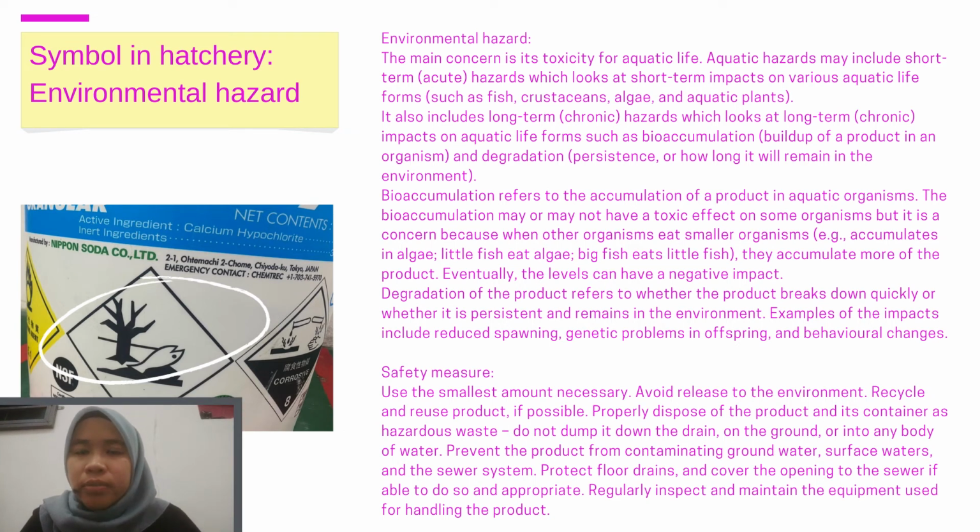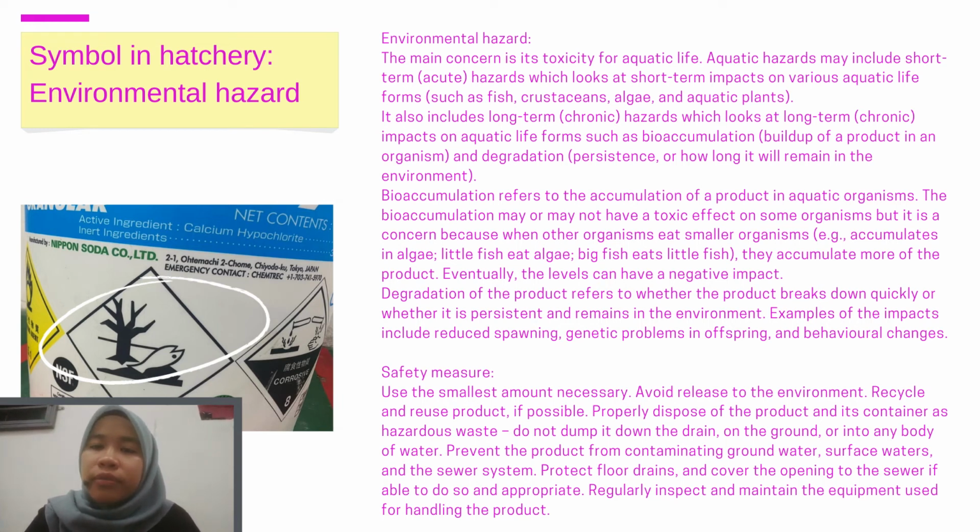So for the safety measure, we can use the smallest amount necessary, avoid release to the environment, recycle and reuse product if possible, and properly dispose of the product and its container as hazardous waste. Do not dump it down the drain, on the ground, or into any body of water.